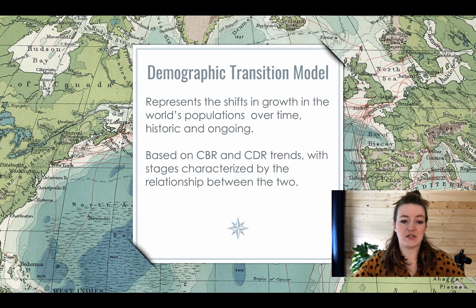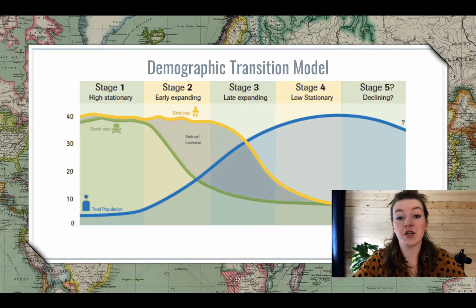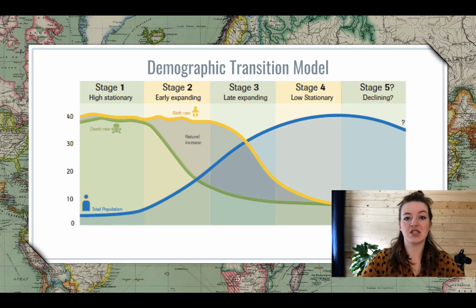The demographic transition model represents the shift in growth in the world's population over time. So it's historic and it's ongoing. It's based on CBR and CDR trends with stages characterized by the region. So here we see the DTM in graph form, and we see at least 4 stages basically anytime that we're looking at this, and realistically we're seeing 5 stages anymore.